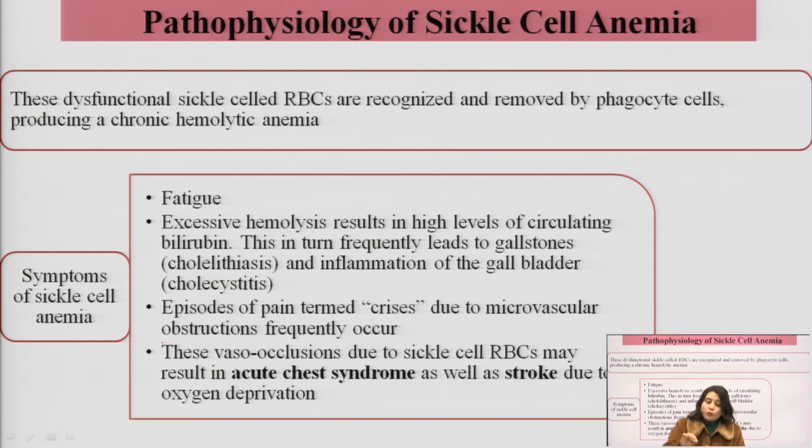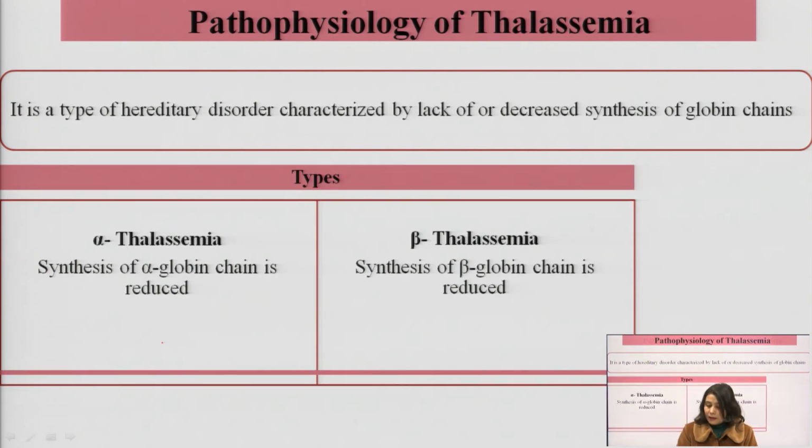Also, this obstruction can occur in the coronary arteries of the heart, and this can result in acute chest syndrome also. There can be pain in the chest, basically, which is occurring from the pain in the heart. And then this obstruction can also occur in the blood vessels that are supplying the brain cells, which can result in oxygen deprivation in the brain cells and death of the brain cells, resulting in the condition named stroke also. So these are the common symptoms in sickle cell anemia.